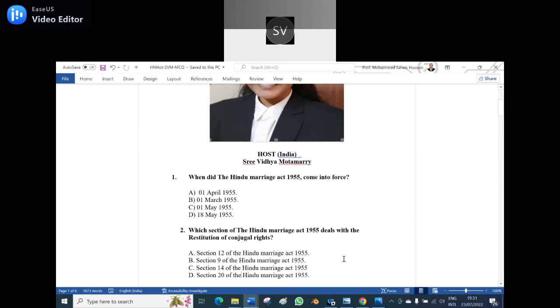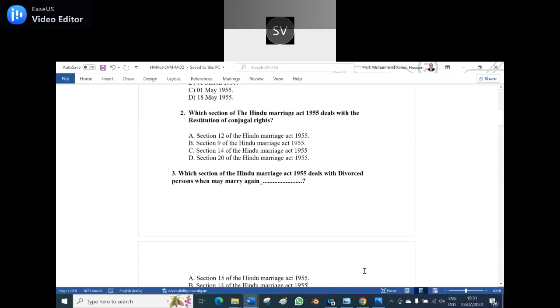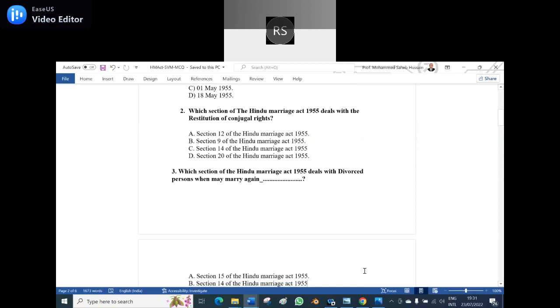Next question. Which section of Hindu Marriage Act 1955 deals with the restitution of conjugal rights? Option A, section 12. Option B, section 9. Option C, section 14. Option D, section 20. Section 9 of the Hindu Marriage Act.